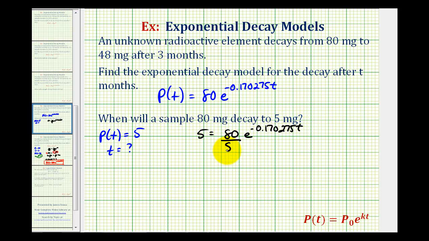Now this is very similar to the last equation that we solved. So we'll start by dividing both sides by 80. 5 divided by 80 is equal to 0.0625. Just as before, now we'll take the natural log of both sides of the equation and then apply the power property of logarithms here, so we can move this to the front.